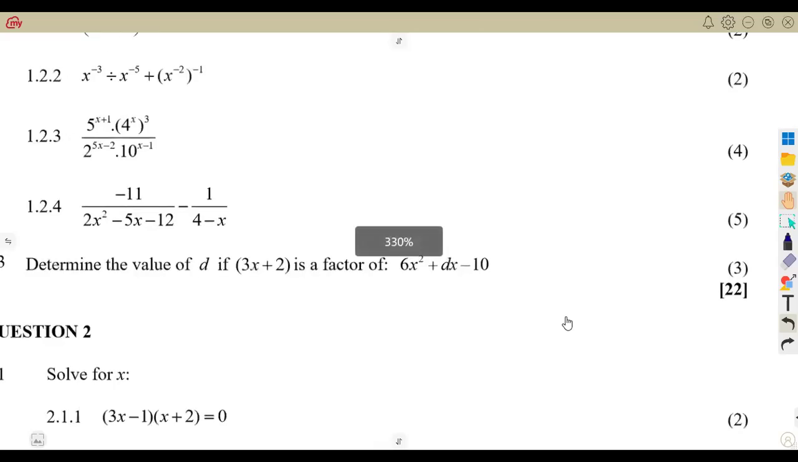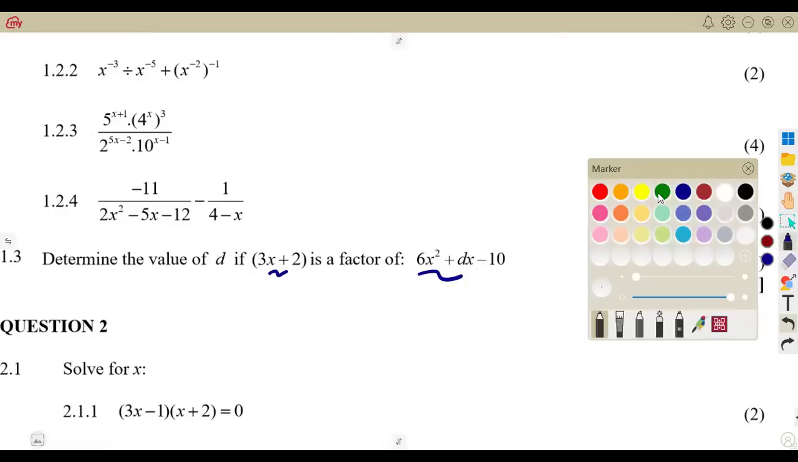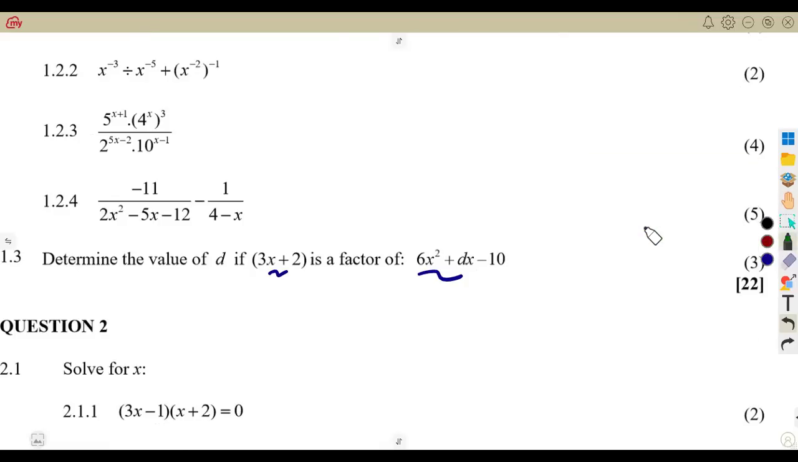1.2, they are saying, determine the value of D if 3x plus 2 is a factor of this. If we refer to a factor, there's this part that you need, even in your grade 11. You also need to know that. Let's say we are given that it's a factor like this.